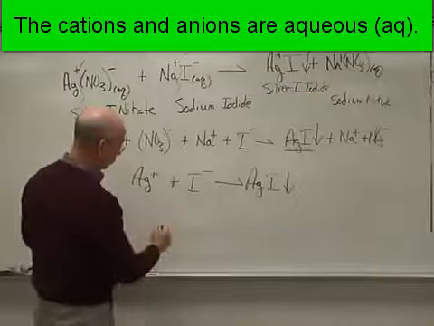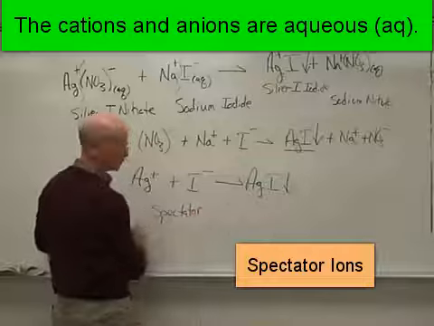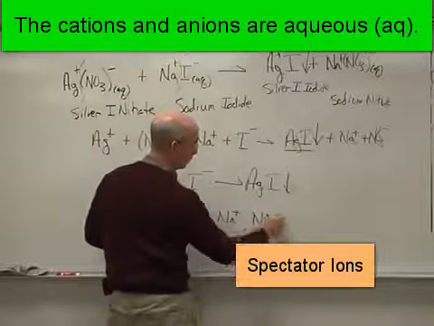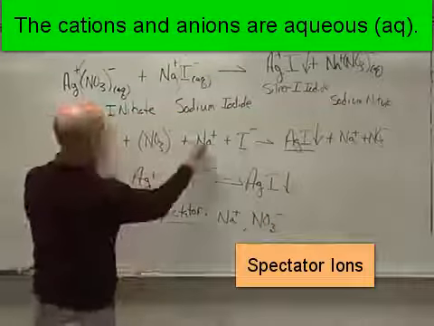What's left over? They're called the spectator ions, just like spectating fans in a sports arena. What's left was Na plus, nitrate minus. Sodium ion, they weren't part of the reaction. They just were carriers, if you will.